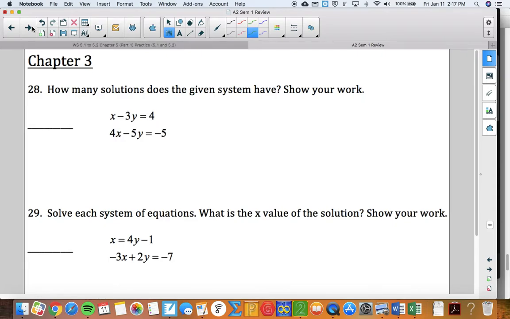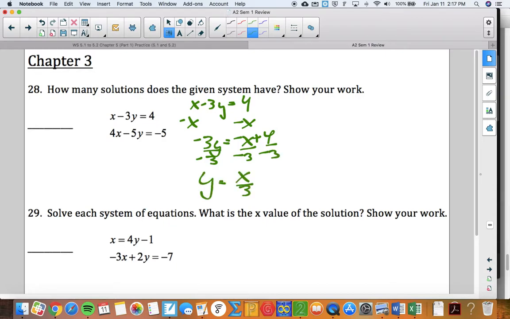How many solutions does this given system have? Show your work. So you're going to solve each of these equations for y. So we're going to subtract off the x, divide by negative 3. So you get y equals x over 3 plus negative 4/3.